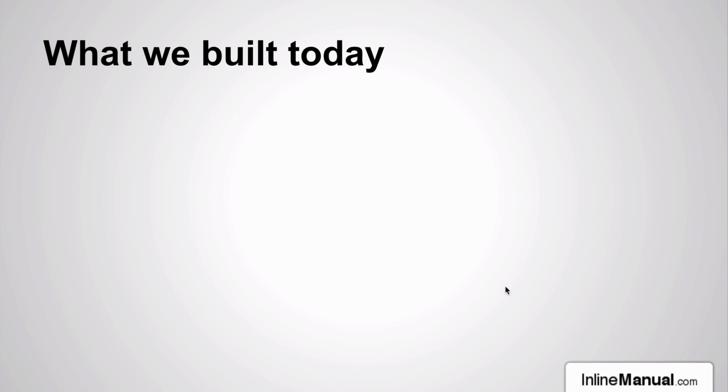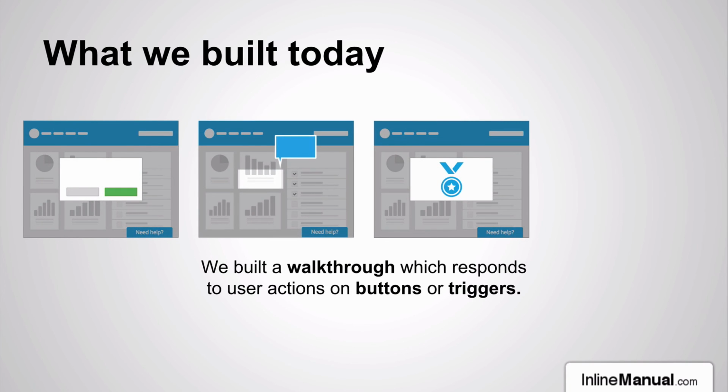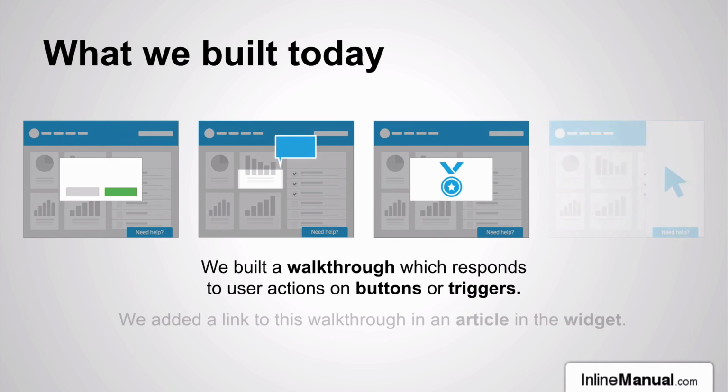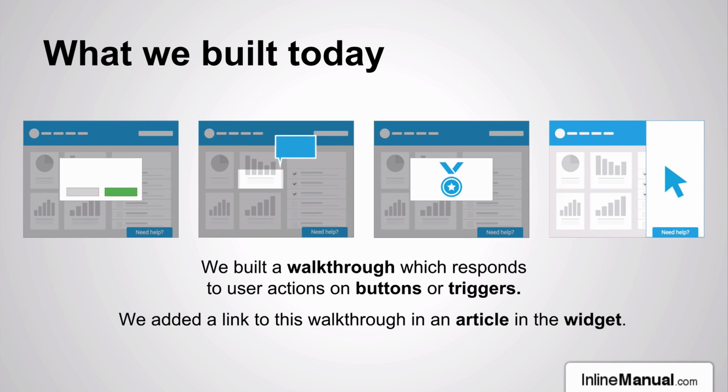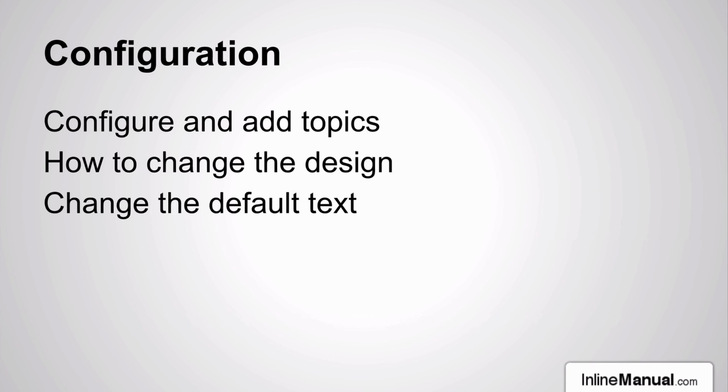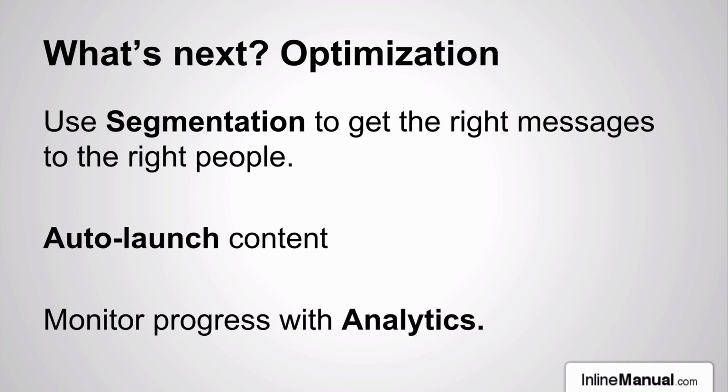So let's look at what we built today. We built a walkthrough which responds to user actions, for example, on buttons or element triggers. We also then added a link to that walkthrough in an article in the widget. Then we looked at some configuration of how to configure and add topics. We looked at how to change the design and change the default text. What's next? We're going to look at optimization. We're going to see how to use segmentation to get the right messages to the right people, how to auto-launch content, and then how to monitor your progress with analytics.